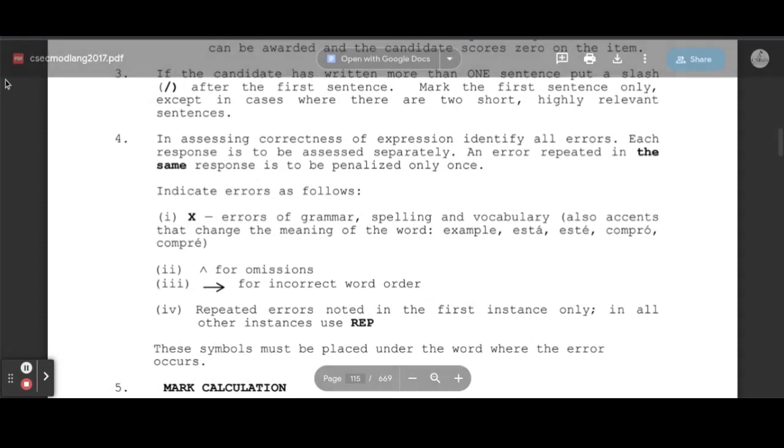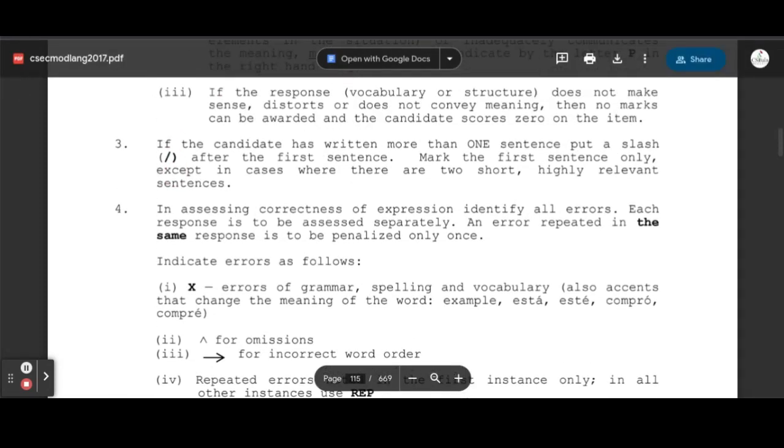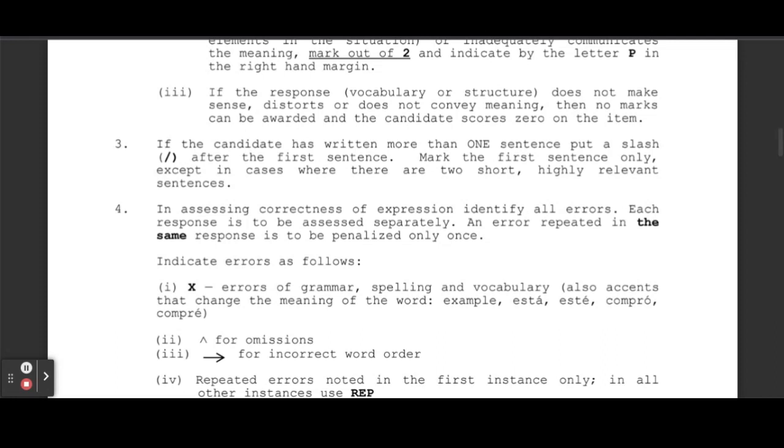I actually want you to pay attention to this section where they're saying if you've written more than one sentence with a slash. This is what they're telling the persons who are marking, because most of these situations don't require multiple sentences. They don't want you to write an essay, and I know it can be confusing.